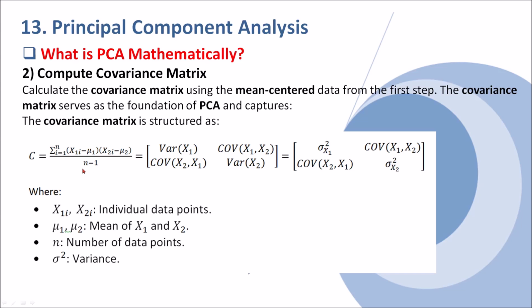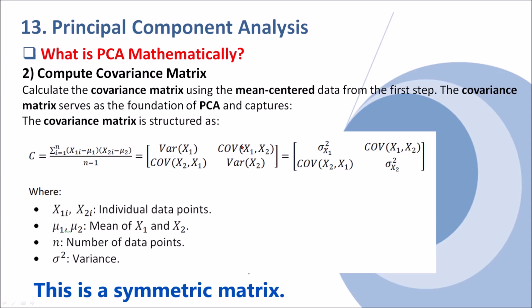Actually, we are calculating the covariance matrix for the sample data, not for the entire population. If we calculate it for the entire population, we need to use only n. But in real-world scenarios, we always calculate the covariance matrix for the sample, namely a limited number of sample points. Then this formula can be represented like this. This is a symmetric matrix.